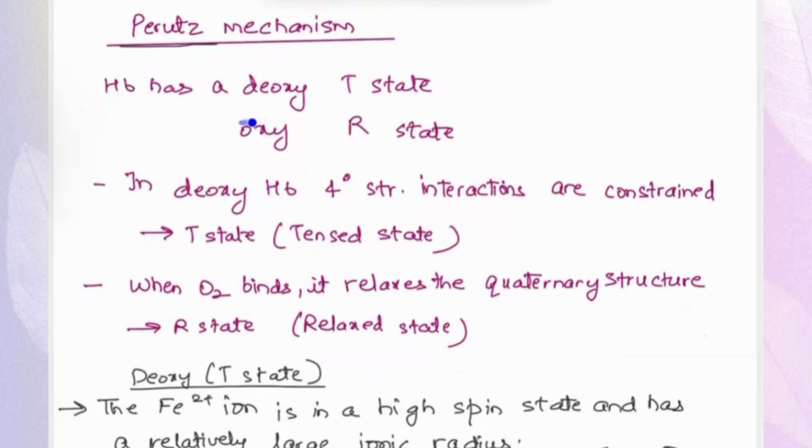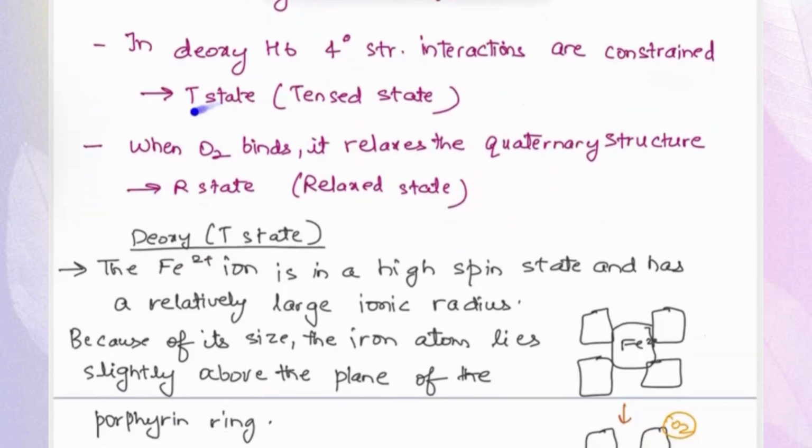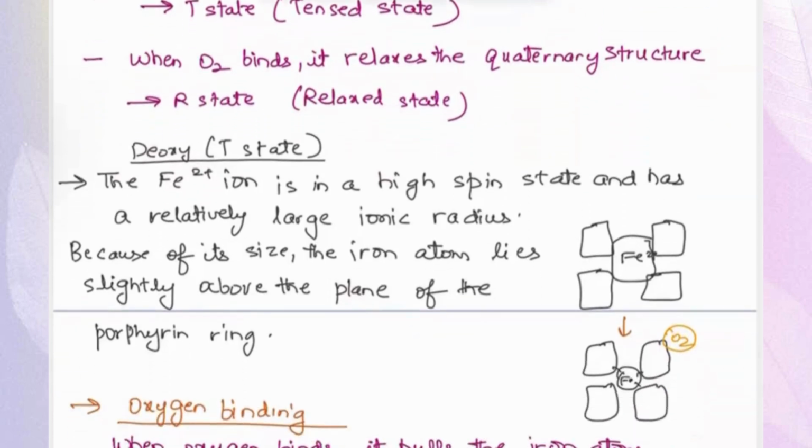Now the mechanism. Hemoglobin has a deoxy T state, and also an oxy R state. So hemoglobin exists in 2 states. The T state is called the closed state, where oxygen is not available to bind, also called the tense state. And then there is an oxy state called the R state, which is a relaxed state in which hemoglobin structure is open for oxygen to bind. In deoxyhemoglobin, quaternary structure interactions are constrained, and that is the T state. When oxygen binds, it relaxes the quaternary structure, which is called the R, relaxed state.